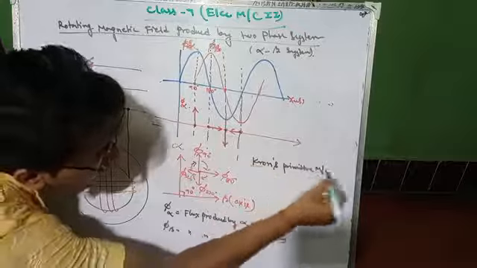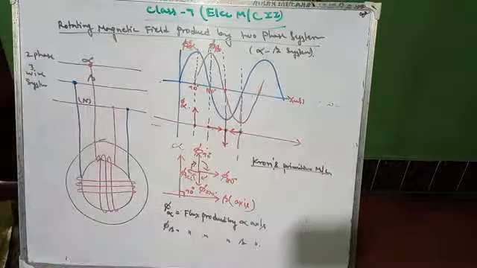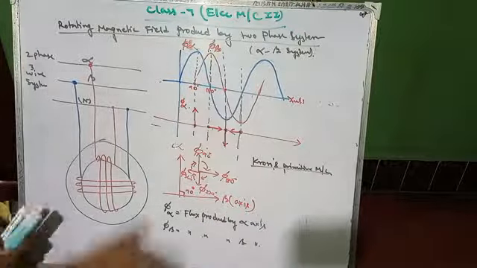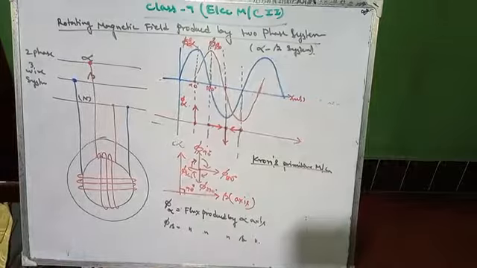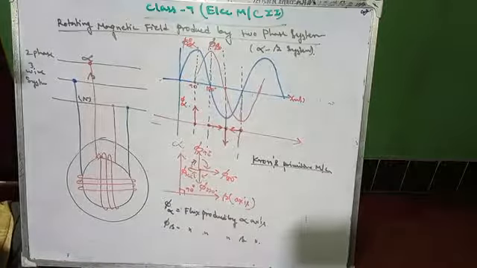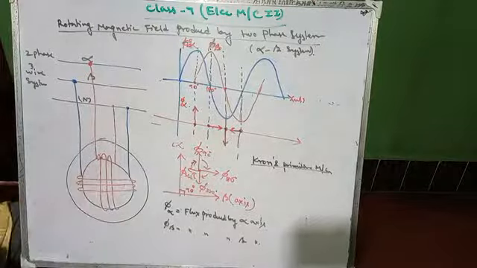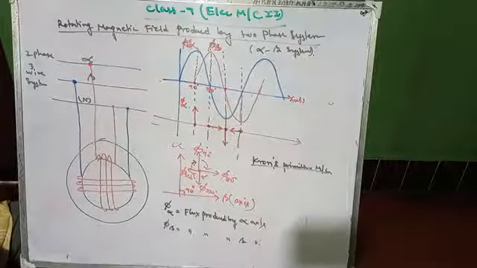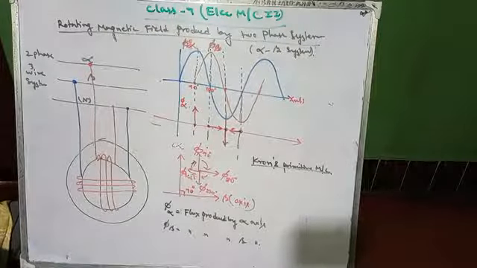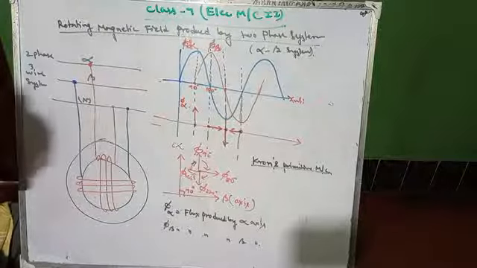So Kron's primitive machine is applicable. In Kron's primitive machine, this concept is applicable. There are two-phase systems where they can produce a rotating magnetic field inside the air gap in between stator to rotor part. So this is the rotating magnetic field produced by two-phase system. That is the alpha beta system.